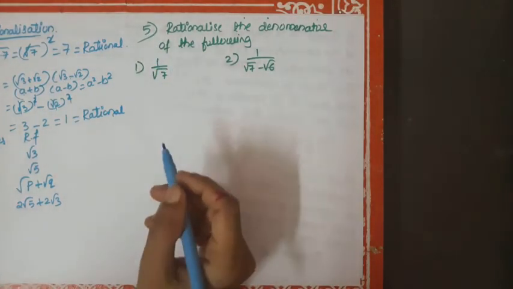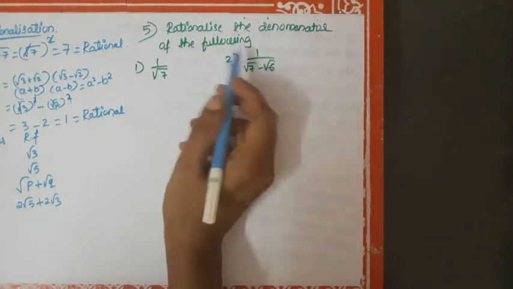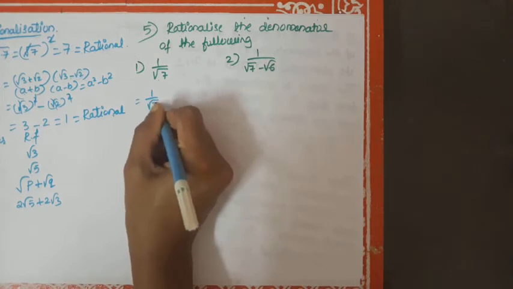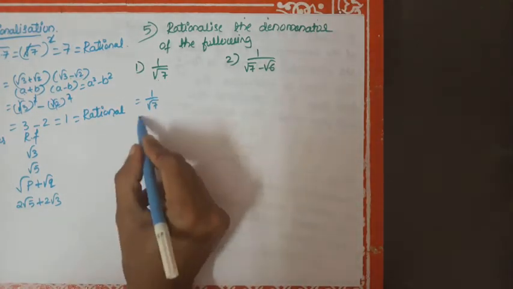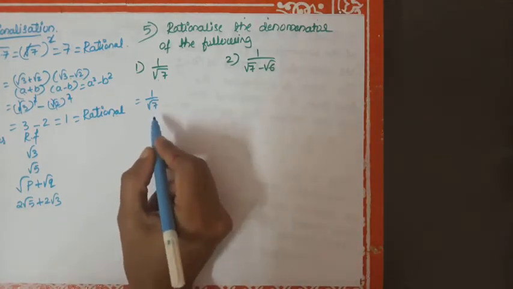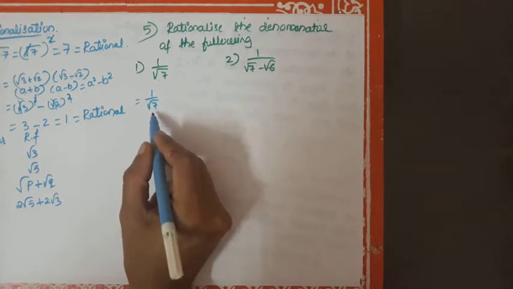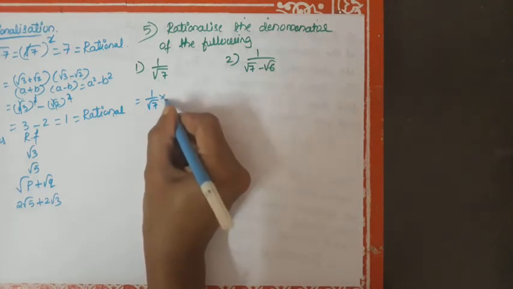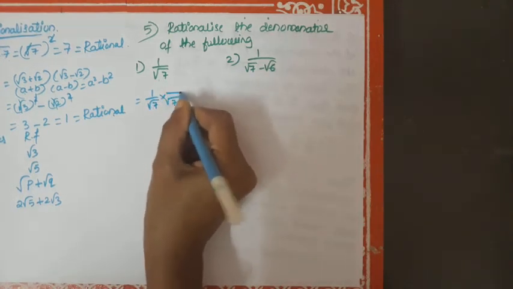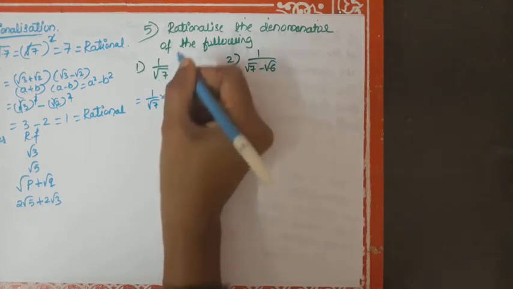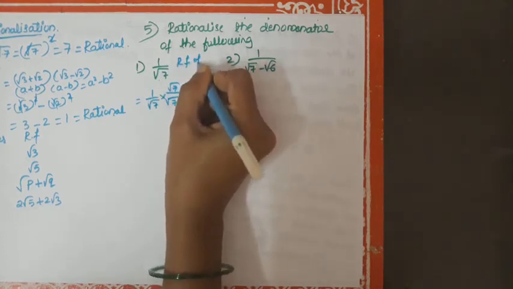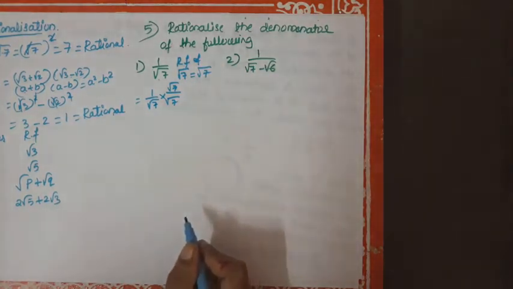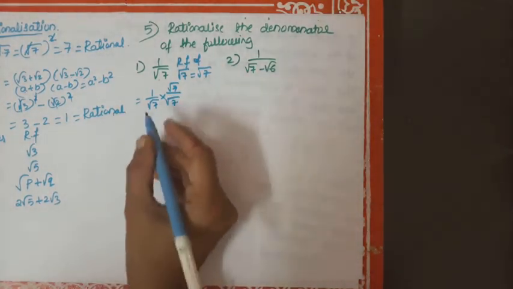Fifth main of exercise 1.5, rationalize the denominator of the following. Okay, here we need to rationalize this one. See, 1 by root 7 they have given, we need to rationalize the denominator. Yes, for the denominator we will get a rational number. So we know for root 7 we need to multiply root 7, so multiply and divide. RF means rationalizing factor; the RF of root 7 is root 7. That's why we multiplied here.